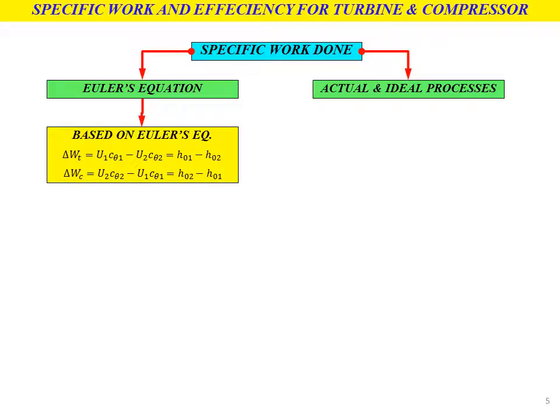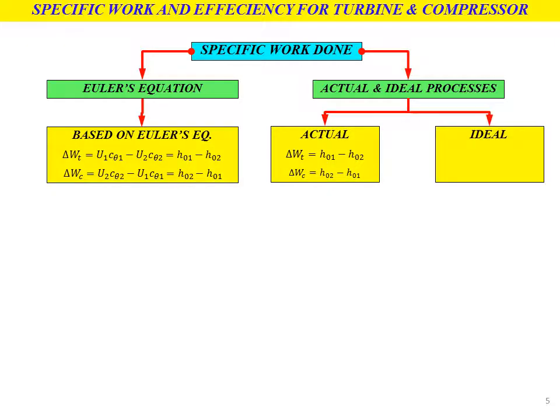If we base it on the enthalpy difference formula, we have two processes involved, the actual and the ideal process. For the actual process, the work output for the turbine, delta Wt, equals H01 minus H02. For the compressor, delta Wc, work in, equals H02 minus H01. For the ideal process, for the turbine, delta Wt maximum will be equal to H01 minus H02S. However, for the compressor, delta Wc minimum equals H02S minus H01.